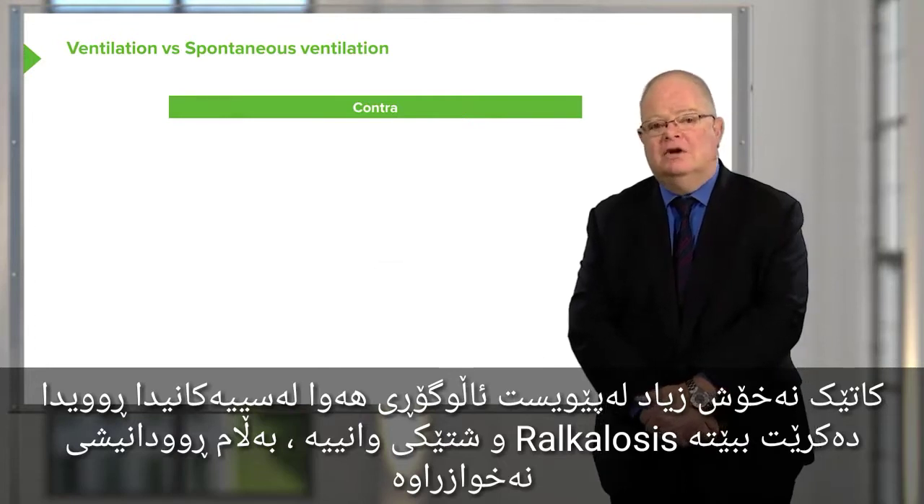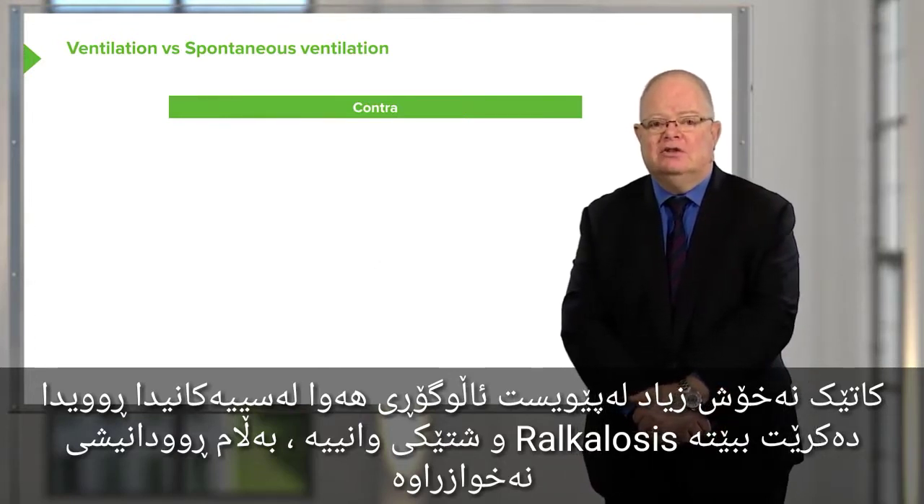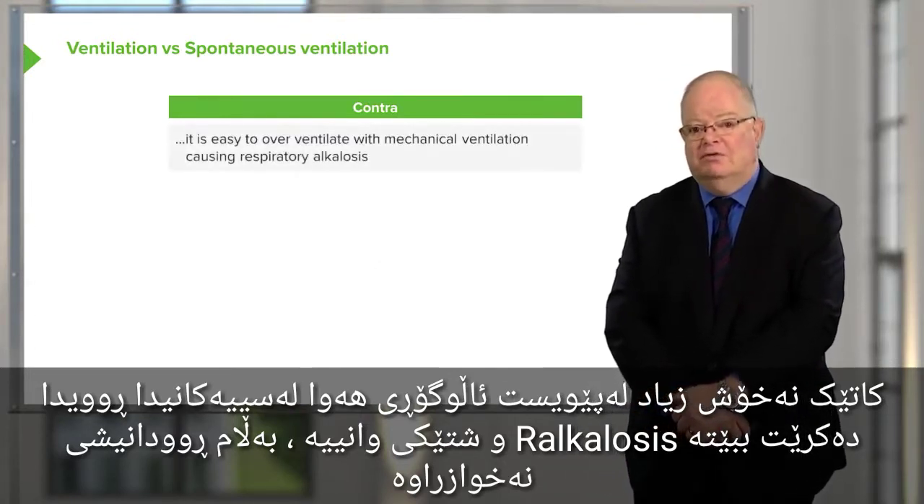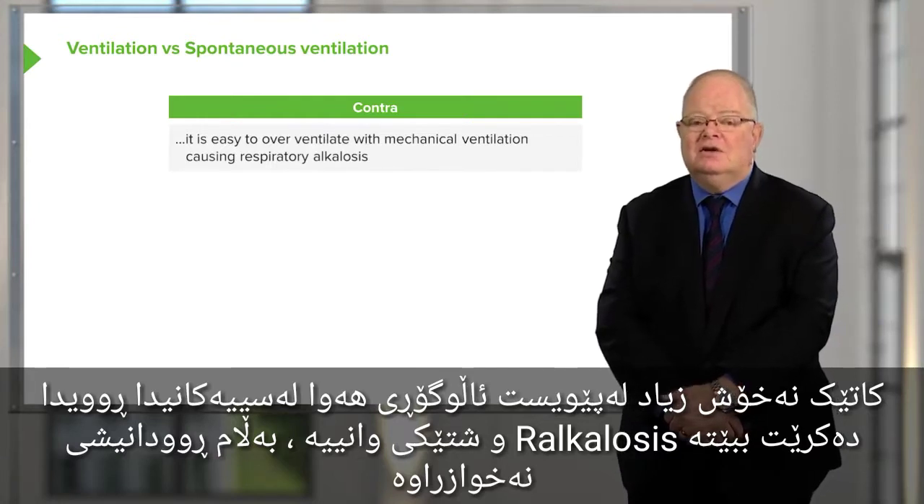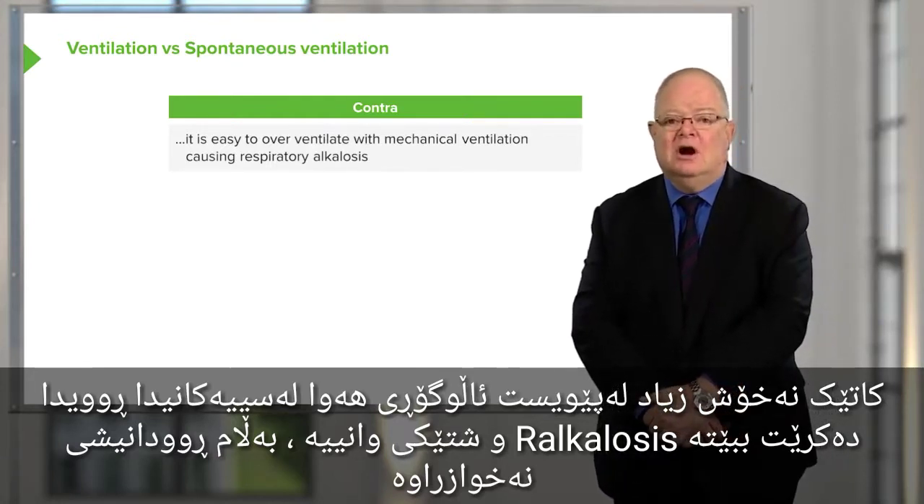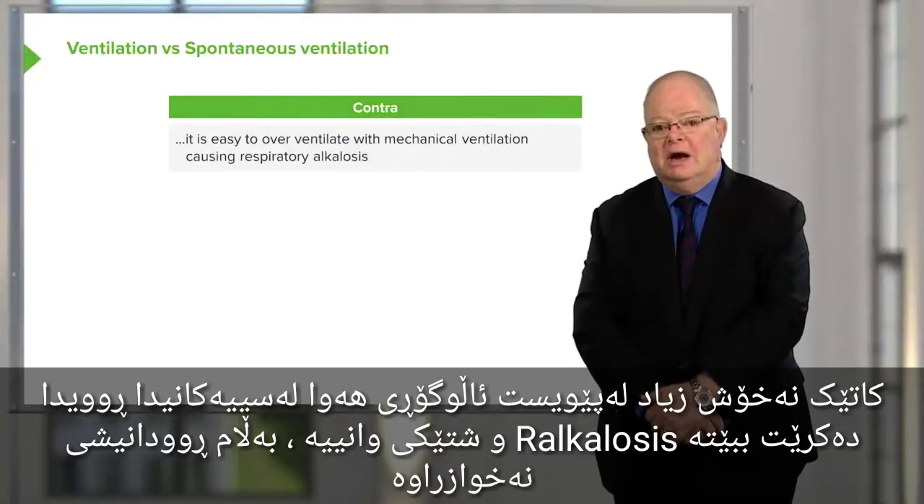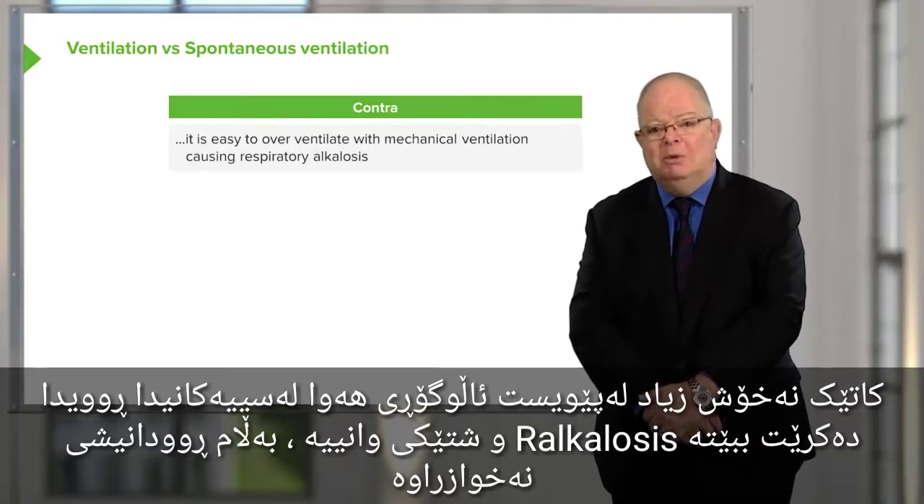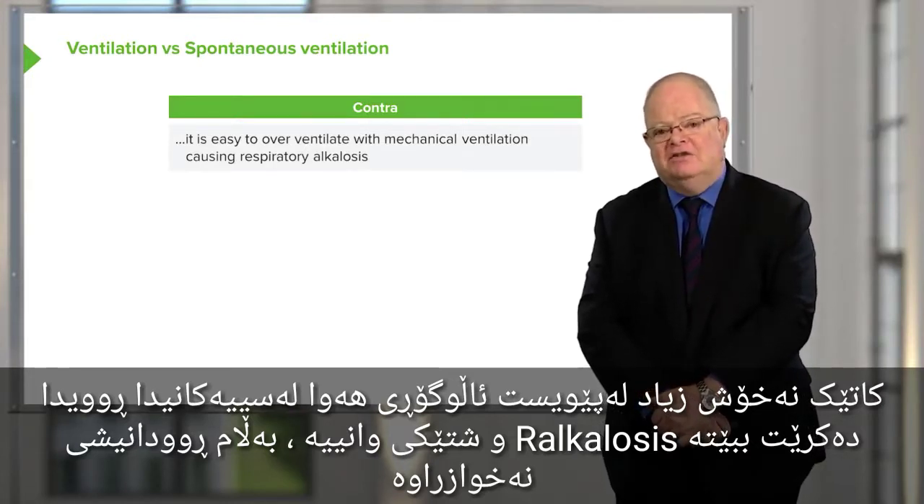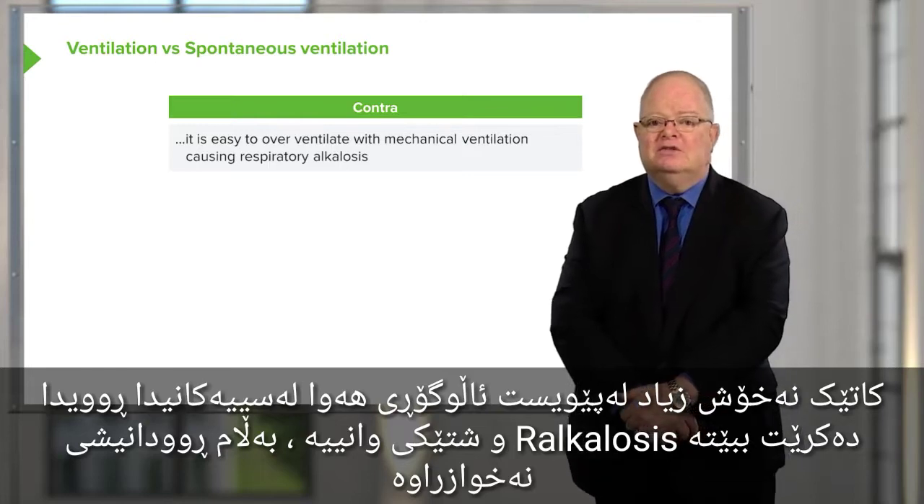Some of the cons of managing ventilation with a ventilator are it's very easy to overventilate the patient. And this can cause a decrease in carbon dioxide in the blood, which causes a condition known as respiratory alkalosis. This, again, is generally not terribly important, but it's not something you want to allow to exist for any extended period of time.